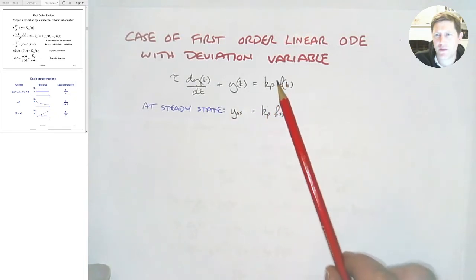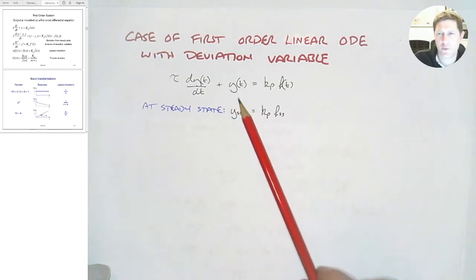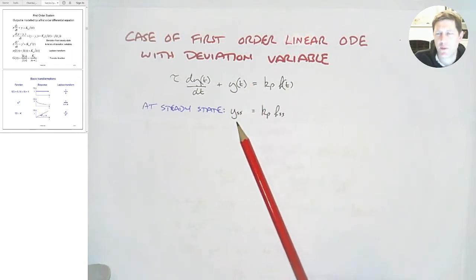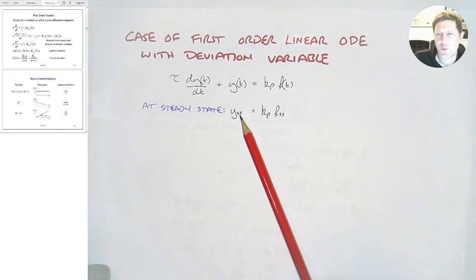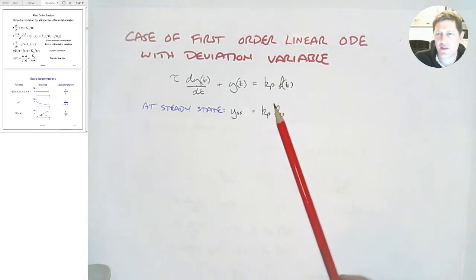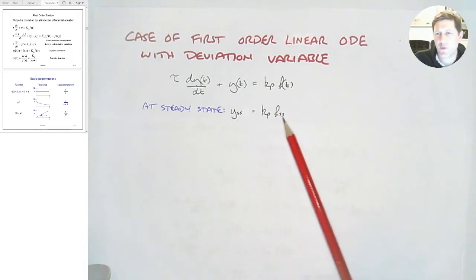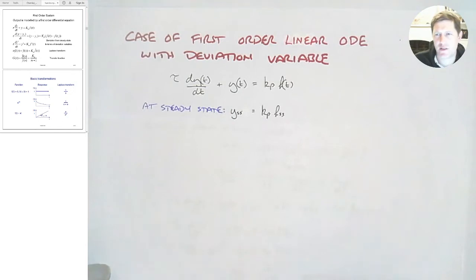So f(t) is now our input function, and y(t) is what we're tracking. They'll both be constant at steady state, so we'll call it yss, that's the steady state value for the output y. fss is the steady state value for the input f, and so that will be their relationship, yss equals Kp fss.